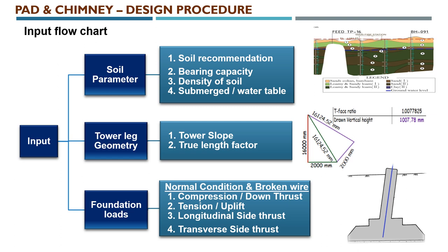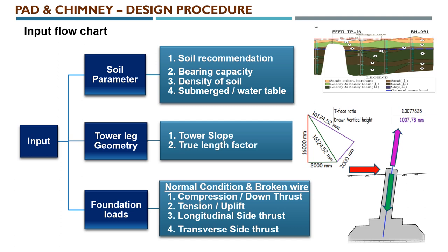And the third input is foundation loads. This is inclusive of both normal and broken wire conditions, having four directional loads. First, compression, which is vertical downward acting from the structure. Second, tension or uplift, which is vertical upward extracted from the structure. Third is longitudinal side thrust.